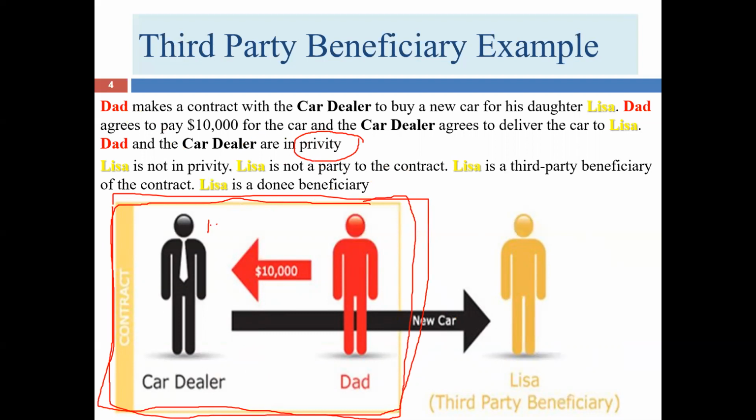We might call this car dealer the party to the first part, and we might call dad the party to the second part, or vice versa, either order. But we would definitely call Lisa a third party to the contract. We would call her a beneficiary to the contract because she's getting a pretty darn good thing out of this, right? And we would call her a Donee beneficiary. We can see in the word Donee, it looks like the word donate or donor, right? The beginning of donate and the beginning of donor is the same.